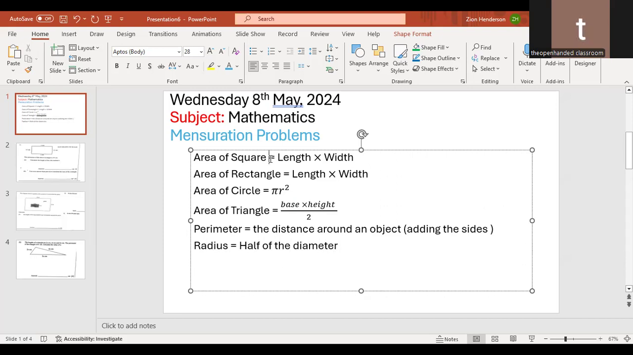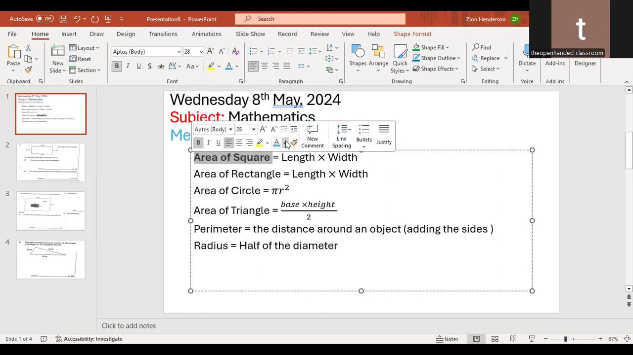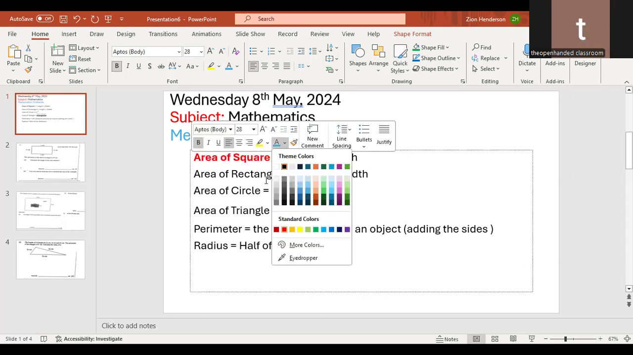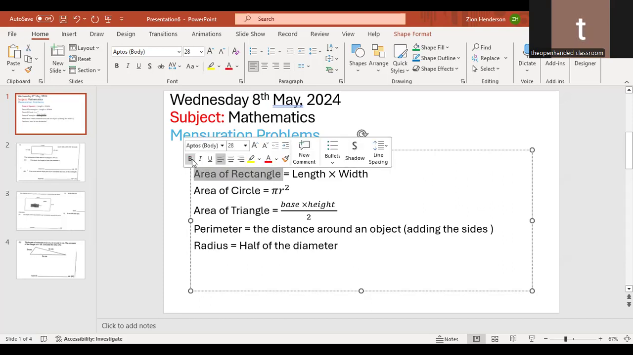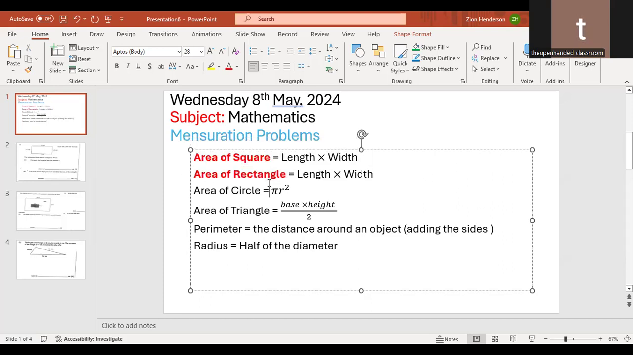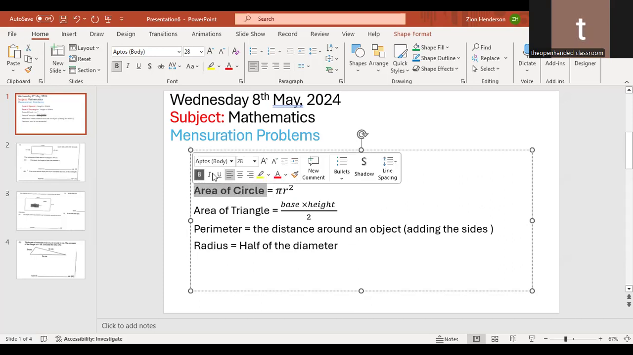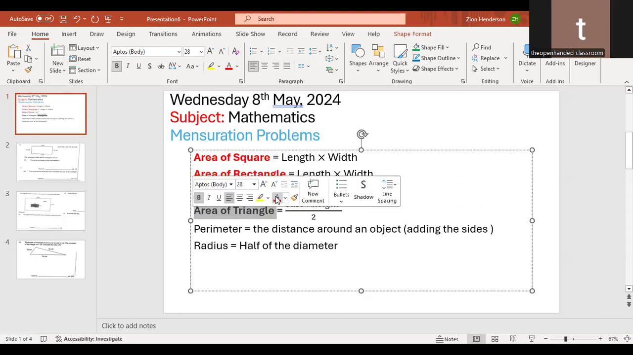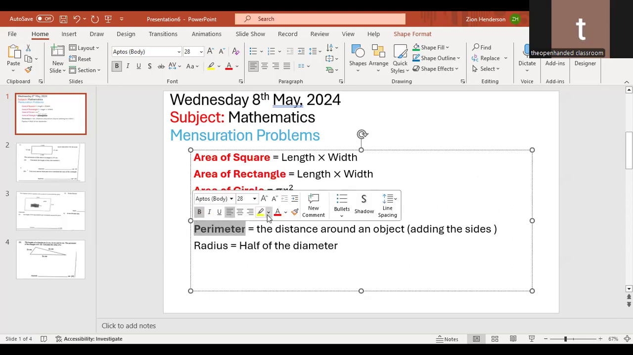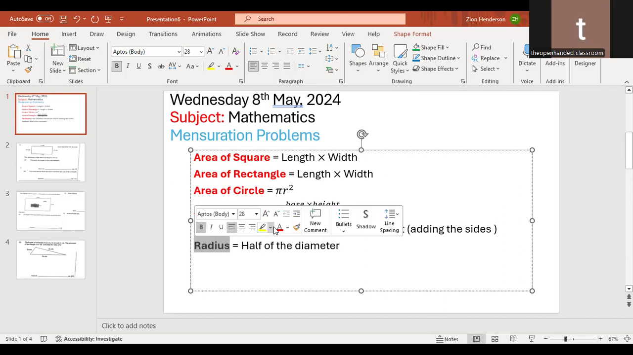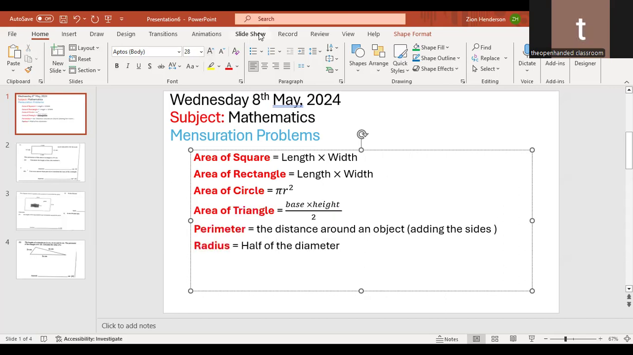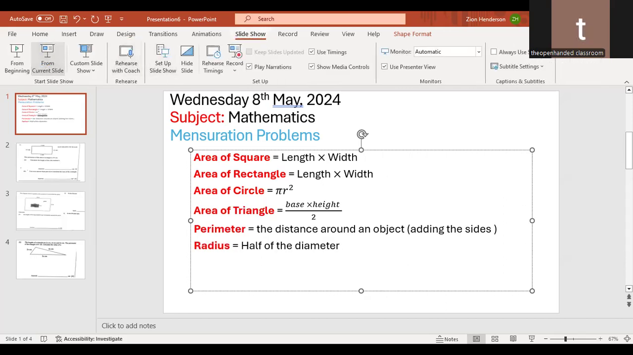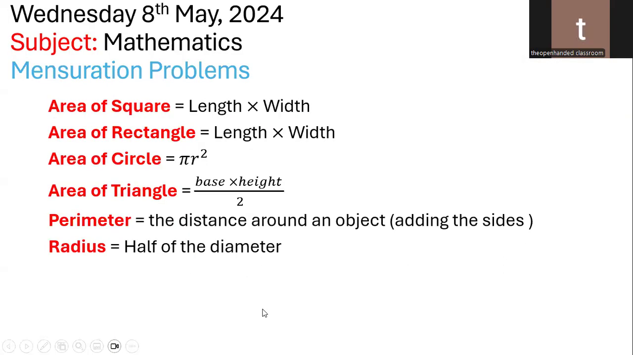So the area of a square is length times width. The area of a rectangle is length times width. The area of a circle is pi r squared. And the area of a triangle is base times height divided by 2. The perimeter is the distance around an object, found by adding the sides. And the radius is always half of the diameter, so whenever you're trying to find the radius of a circle, remember that it's half of the diameter.